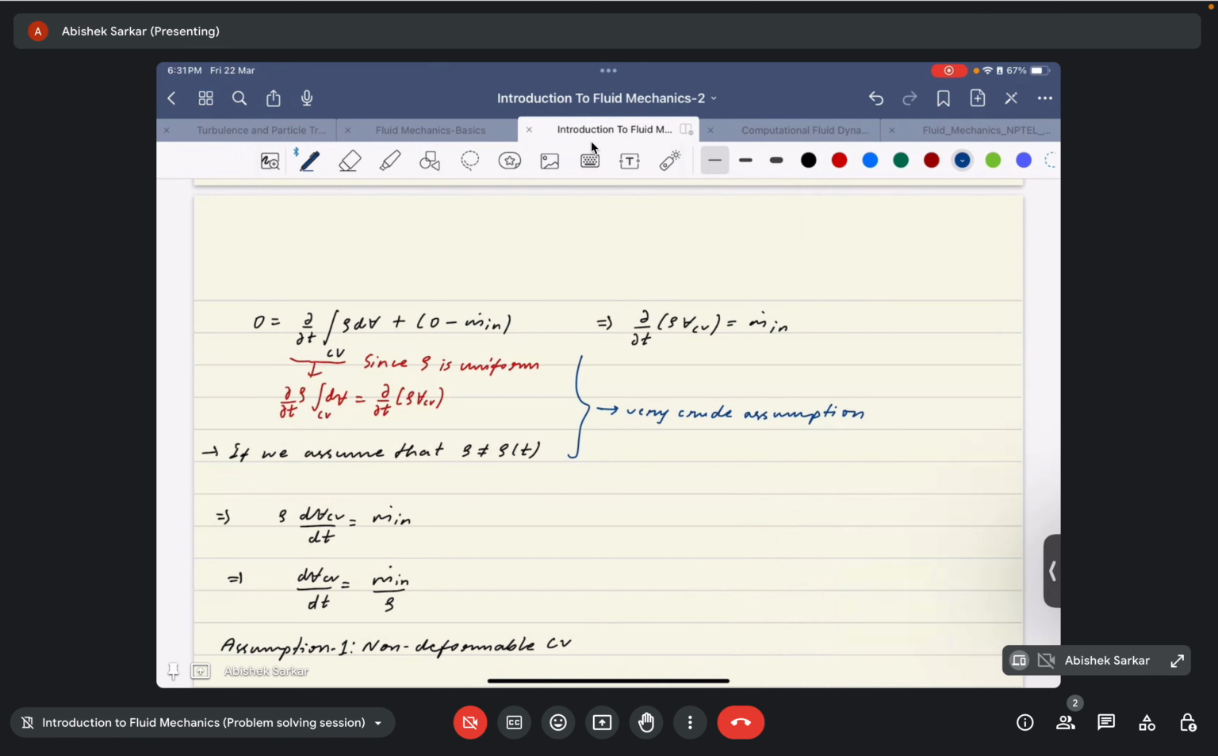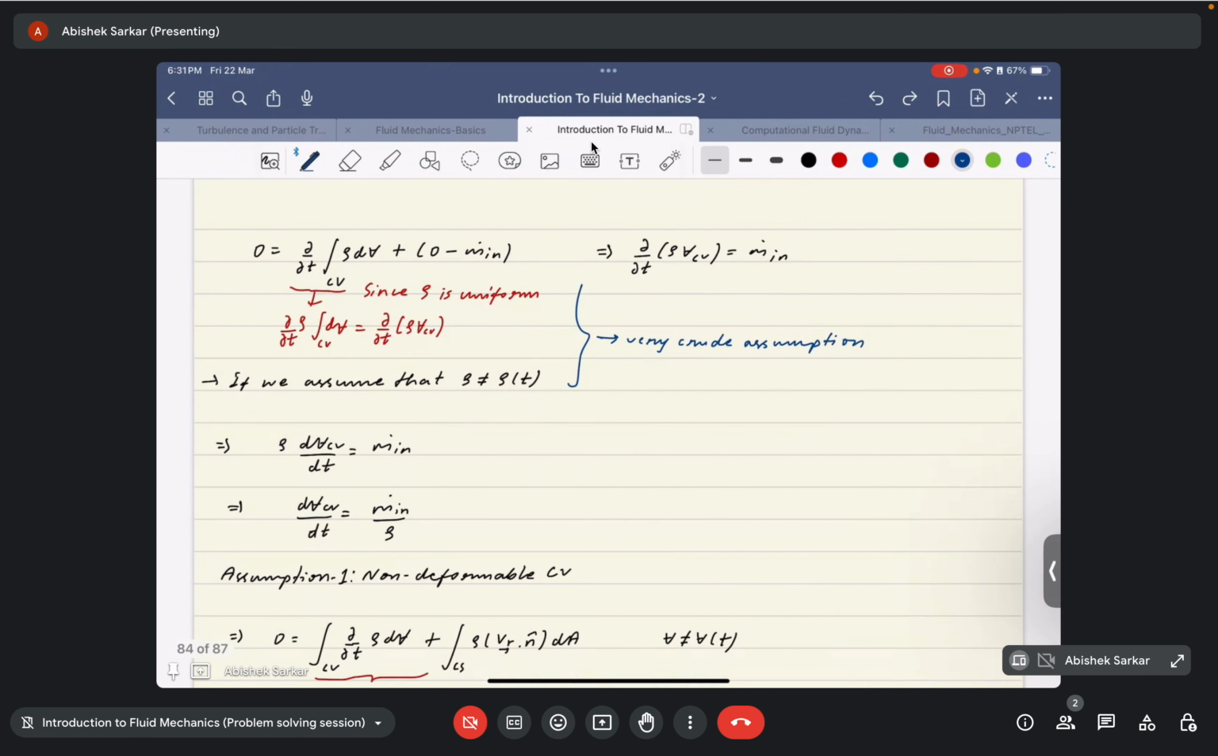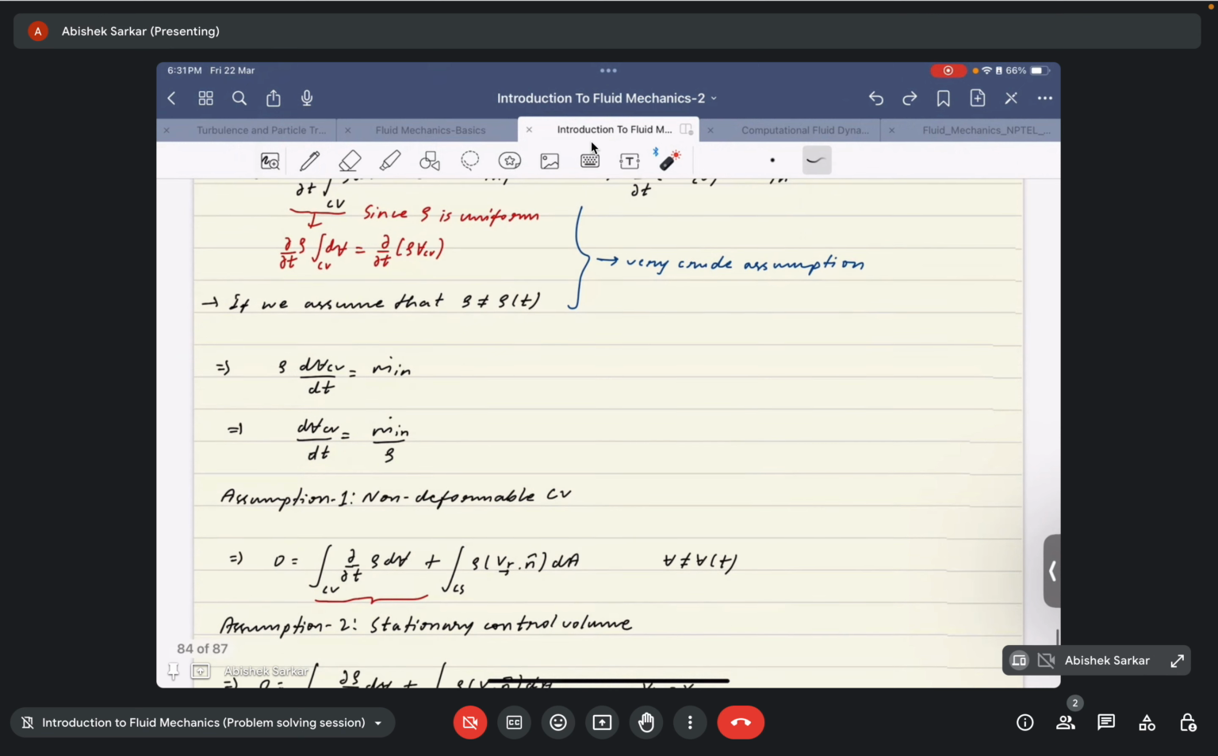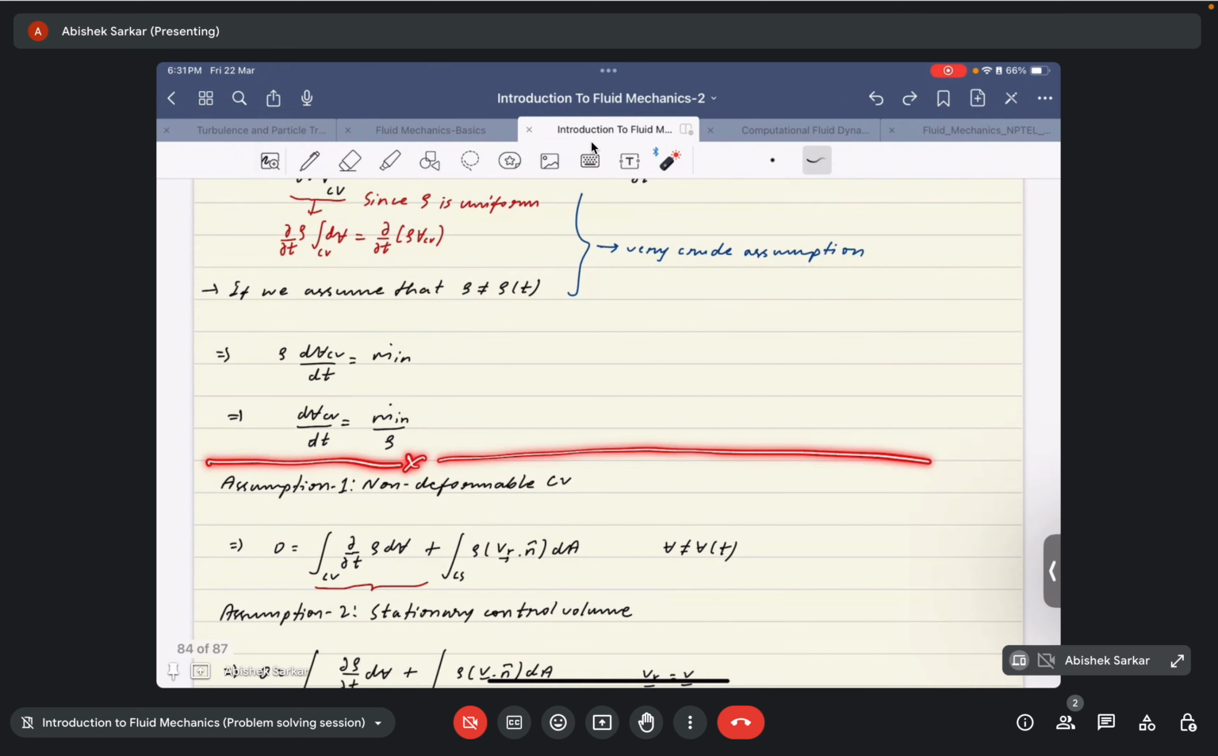Okay, so once this assumption is applied, that is rho is uniform and rho is independent of time, we can take the density out of the time derivative as well as the volume integral. So once we do that, we can write rho dV_cv by dt is equal to m dot in. And since we now want this term, we can take rho in the denominator, so we can write dV_cv by dt is equal to m dot in by rho. Okay, so I guess that's the problem here, so that's fine.